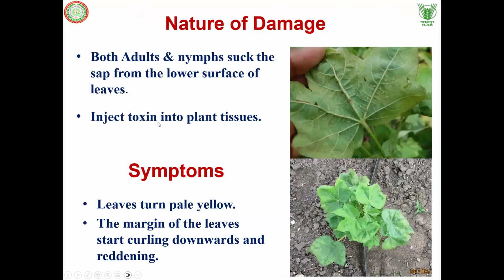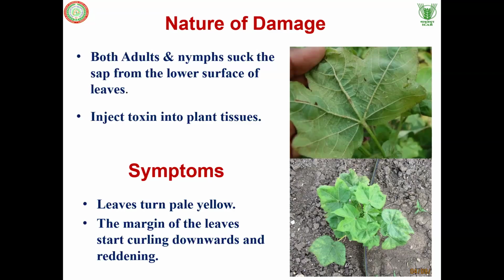If you look at the damage symptoms, both the nymphs and adults are always present on the undersurface of the leaves. Why? Because on the undersurface of the leaf there are stomatal openings, so they can easily insert their stylets and get a sufficient quantity of plant sap. Moreover, these insects are passive feeders. Passive feeders means they will not spend any energy. They come and inject their stylets directly into the stomata, and from that they suck the sap.